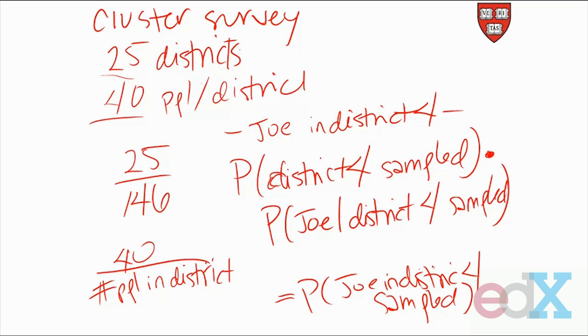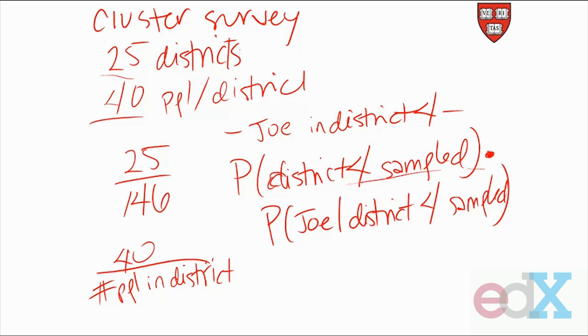This comes from the stuff we learned in week 3. So the probability that District 4 gets sampled is essentially just this 25 over 46, since we've used random sampling. The probability that Joe, who lives in District 4, gets sampled is simply 40 over the number of people in the district, since we've used simple random sampling. So to calculate this probability, we just multiply the 2 finite population corrections. And to get our survey weight, we invert that.